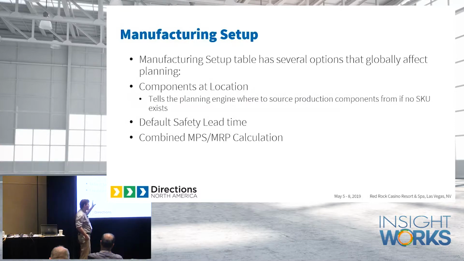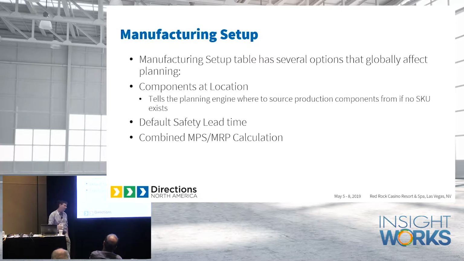So the first thing we talk about when we're doing the planning configuration is the manufacturing setup. We have to start at a specific point where we're going to set some global settings to control how things work. And a couple of them up there, the components at location.